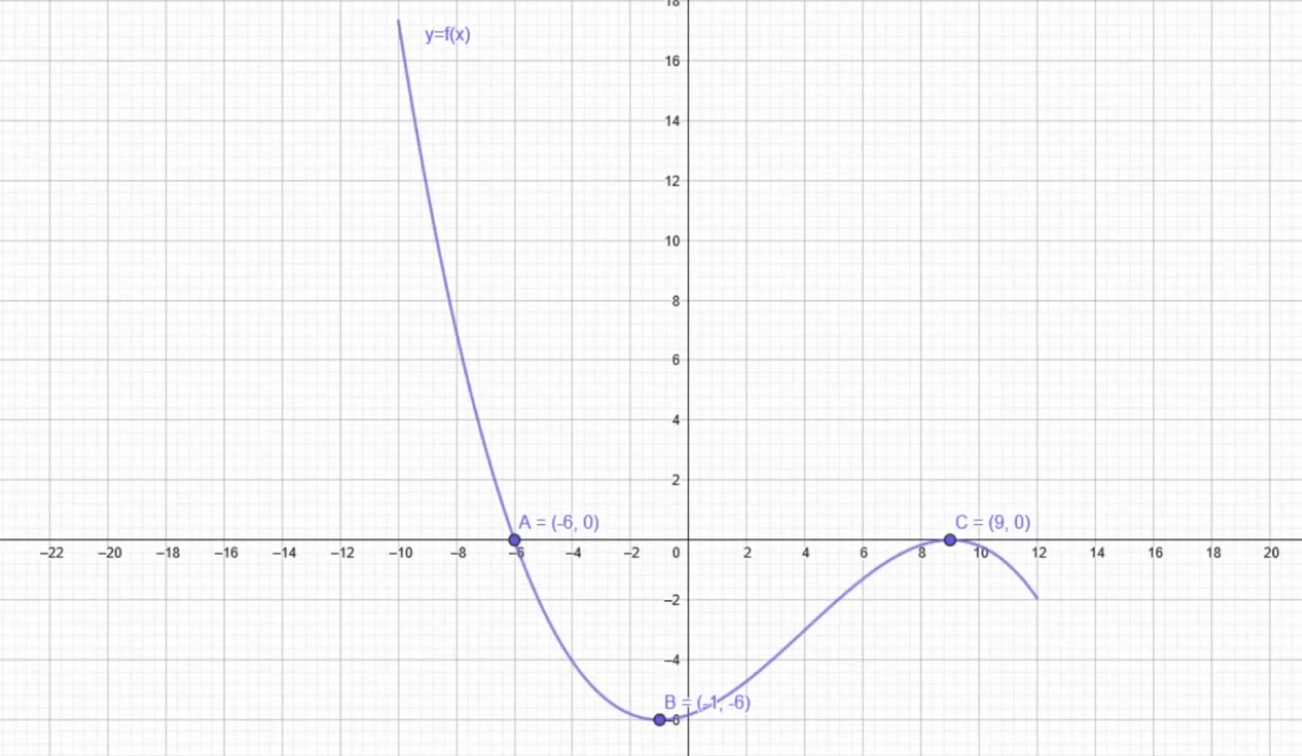We can see the coordinates of A and C, where the curve intersects the x-axis, are (-6, 0) and (9, 0). And the point B, which is a minimum point on the curve, is (-1, -6). And we are asked to draw the curve y equals f of (x minus 5).